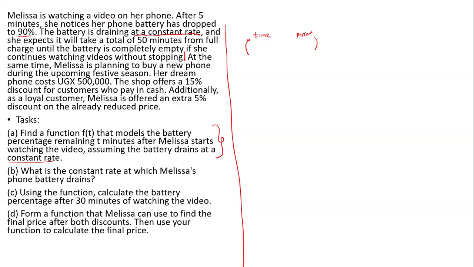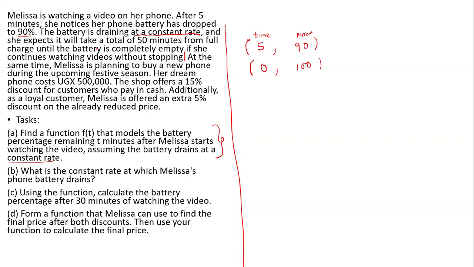Now, they told us that she noticed the battery has dropped to 90% after 5 minutes. So it means that when the time is 5 minutes, the battery percentage is 90. Now I want us to do this: when the time is 0, at what percentage is the battery? 100. Very good. So here it is at 100. I don't know whether people are getting it. Is everyone there?